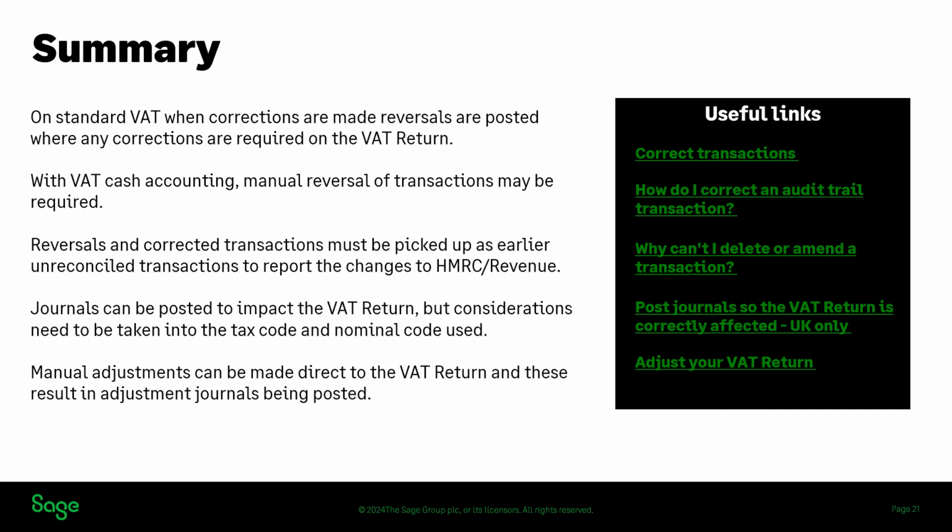Journals can impact the VAT return, okay? But you do need to make sure that you're using the right tax code, the right nominal code, and also that they've got a VATable tax code on them, so it's not using a T9. So they can be used for that. And just bear in mind, if you're using a net element, you can't use the sales or purchase tax control account, but you must use them if it's a VAT value. And manual adjustments can be made direct to the VAT return, okay? And these result in adjustment journals being posted, as we've just seen there.